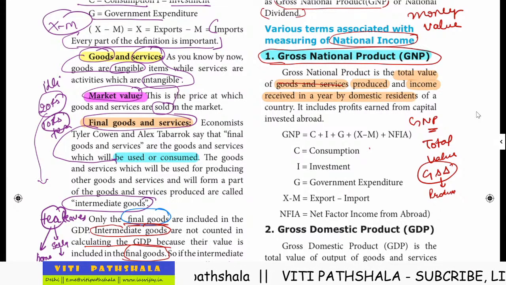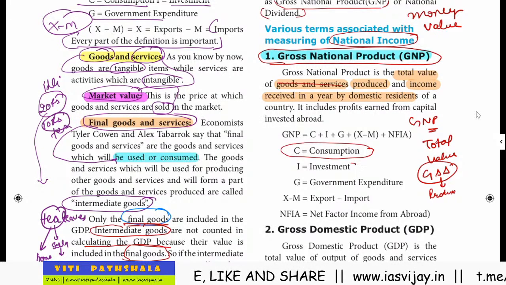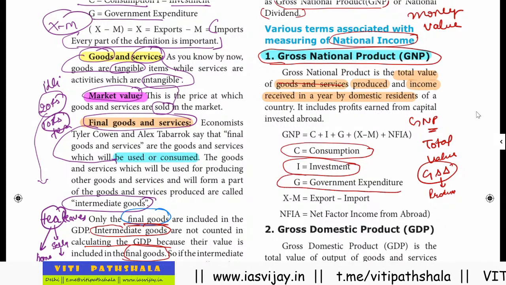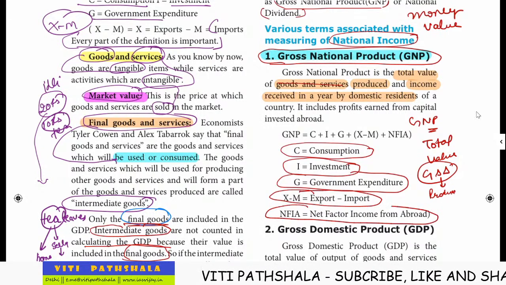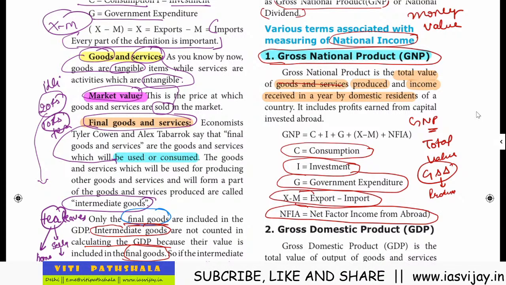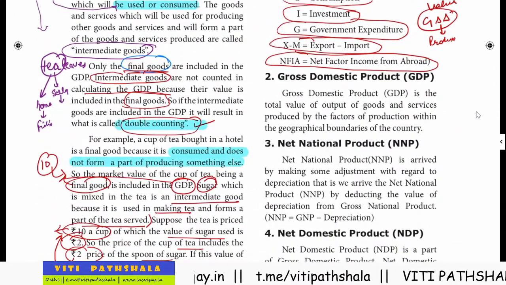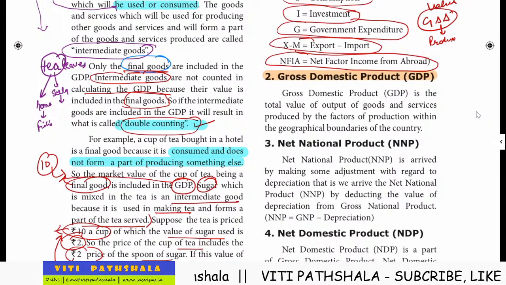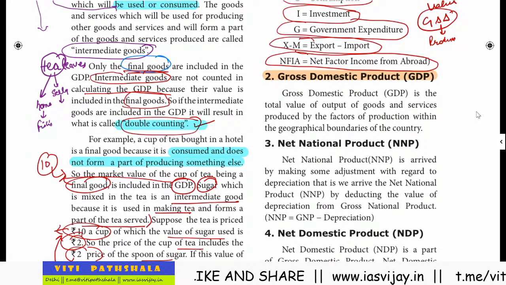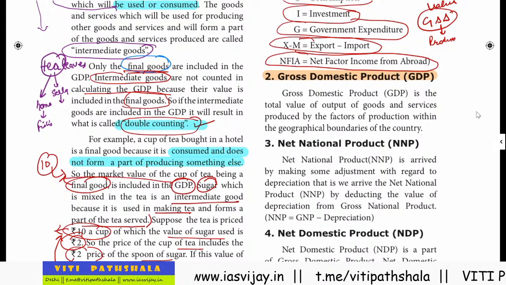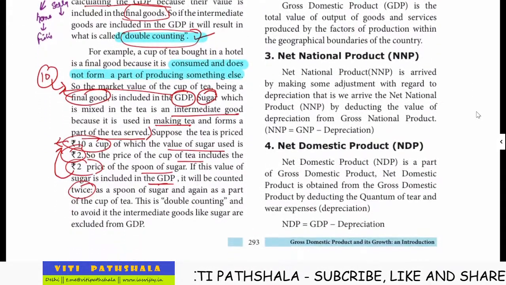First, consumption. Who is doing the consumption? We, the people, citizens are doing the consumption. Then comes investment. Then government expenditure. Then exports minus imports, and then the net factor income from abroad. So this would be the formula of GNP. Now next is the GDP. Now, what is the GDP? It is the total value of output of the goods and the services which are produced by a factor of production within the geographical boundary of the country. So, this is the same definition which we have studied.